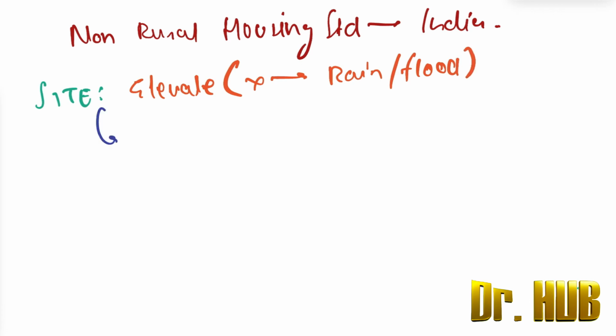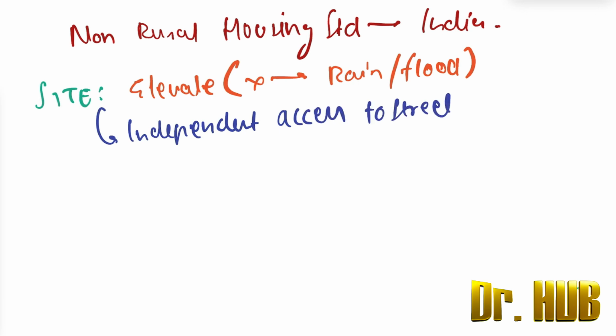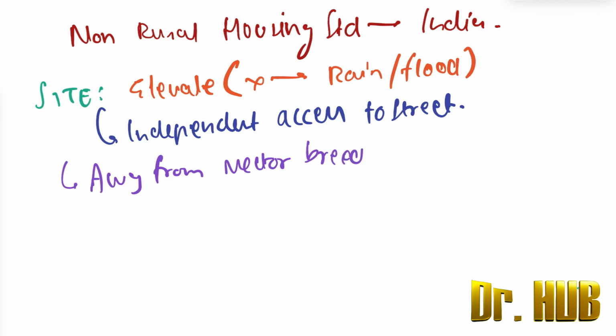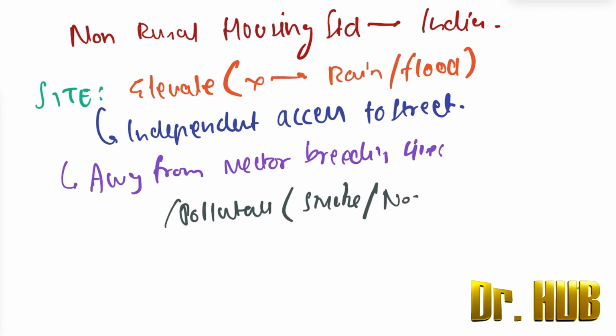Then there is an independent access to the street, away from vector breeding sites and also other pollutants. What do these pollutants include? They can include smoke, noise as well as dust.